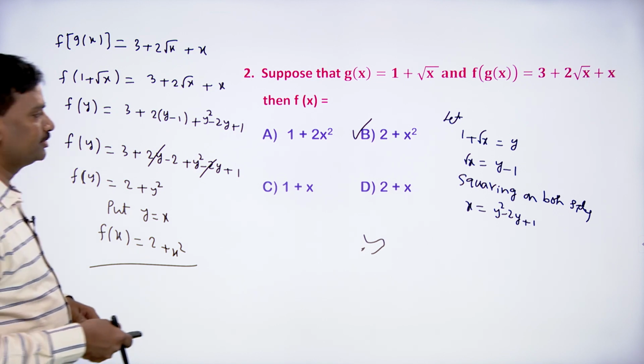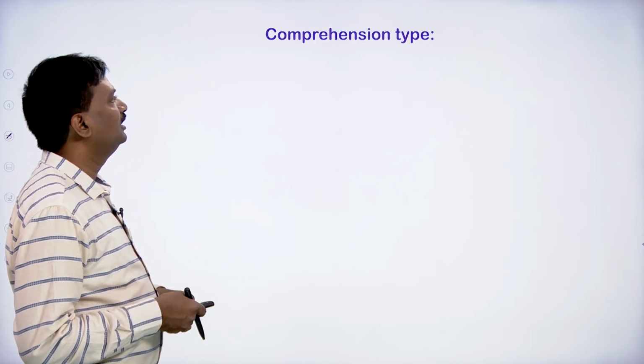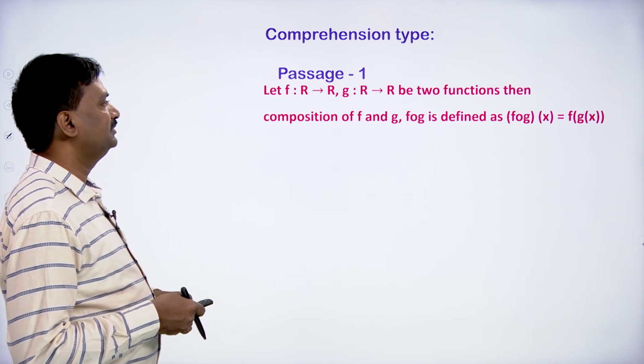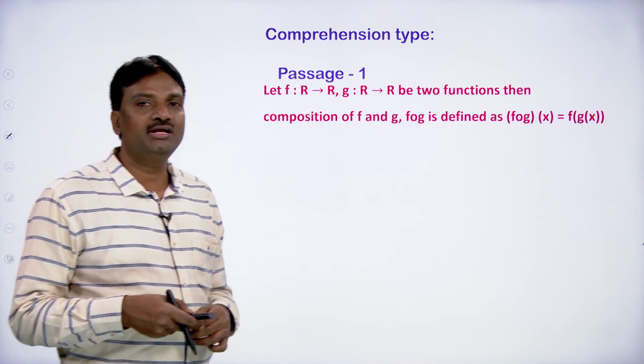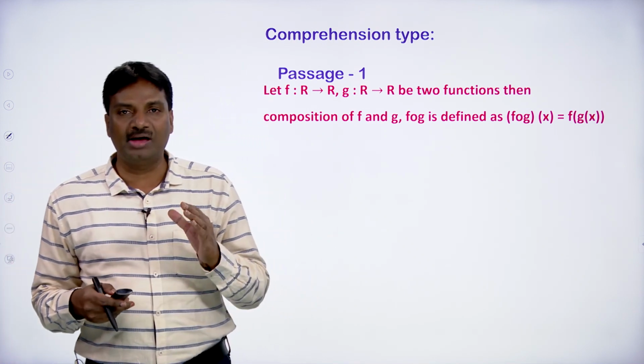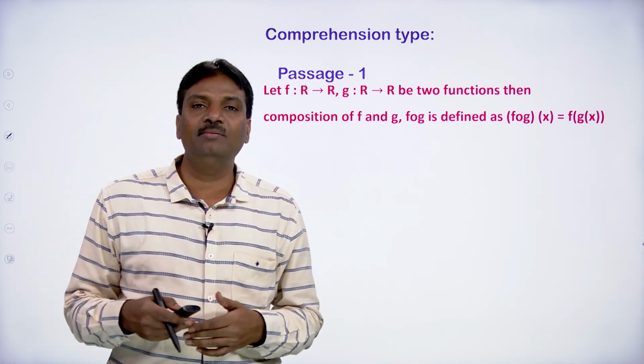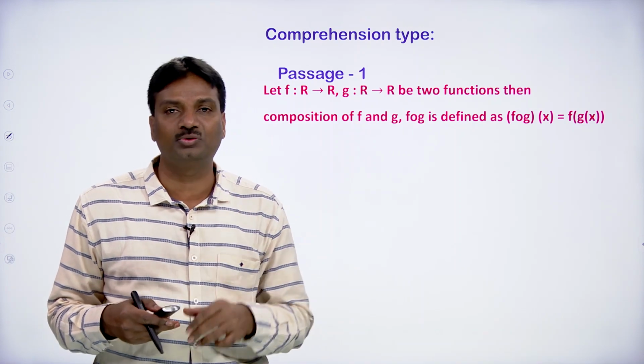Let us go to the next problem. Now comprehension type, here the passage is given. So this is passage 1. In comprehension type, we have one passage. With respect to the given passage, we may have 2 or 3 questions.